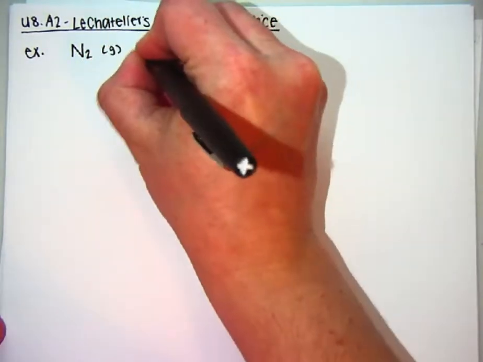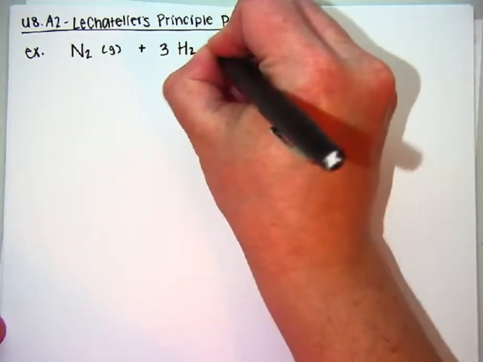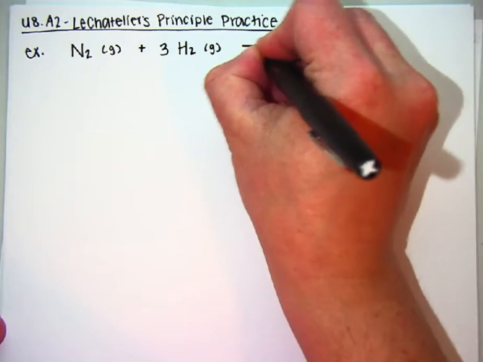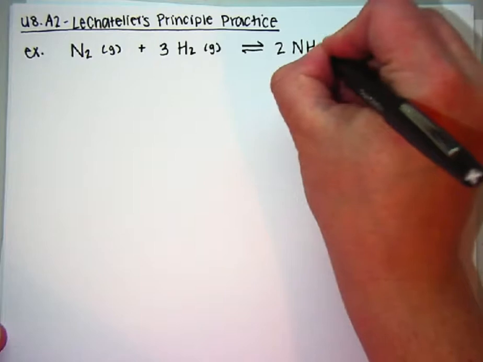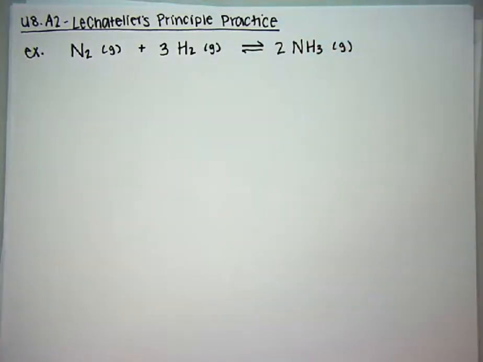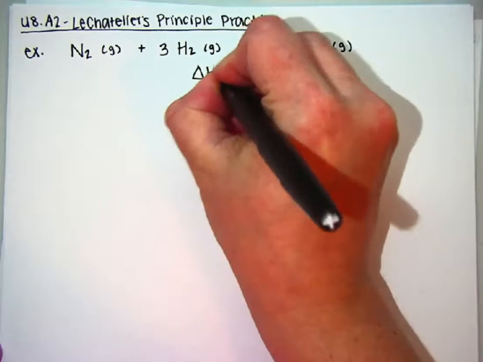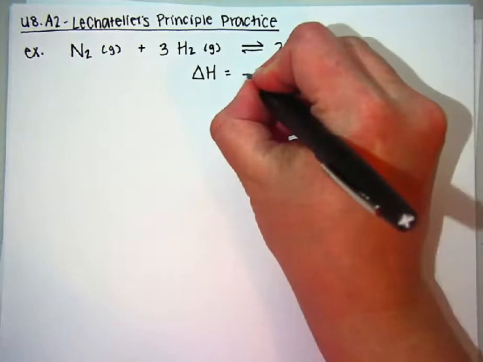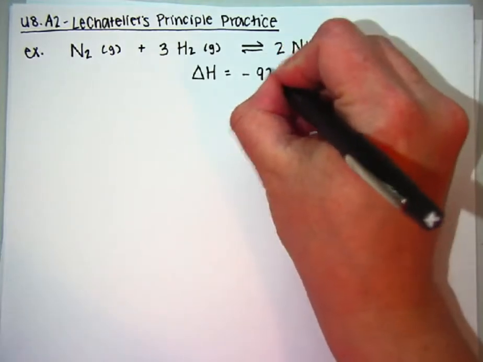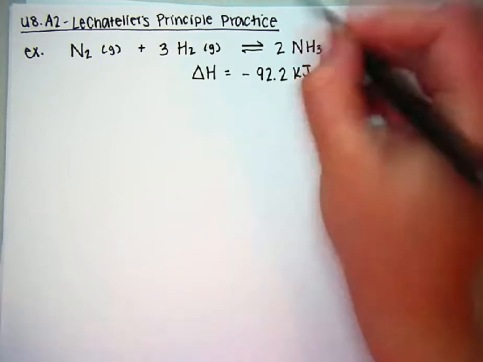Nitrogen plus 3 moles of hydrogen produces 2 moles of ammonia. And let's also say that you're given the change in enthalpy, delta H, for this reaction, and it is a negative 92.2 kilojoules.